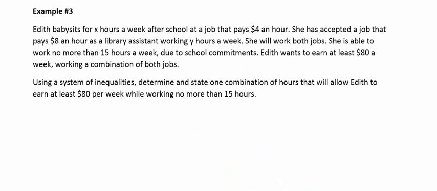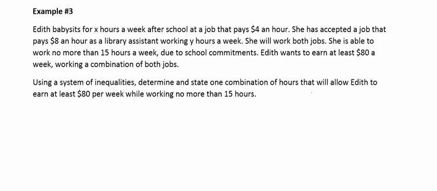Let's look at this next question. It says, Edith babysits for X hours a week after school at a job that pays $4 an hour. She's accepted a job that pays $8 an hour as a library assistant working Y hours a week. She'll work both jobs. She is able to work no more than 15 hours a week due to school commitments. Edith wants to earn at least $80 a week working a combination of both jobs. So using a system of inequalities, determine and state one combination of hours that will allow Edith to earn at least $80 per week while working no more than 15 hours.